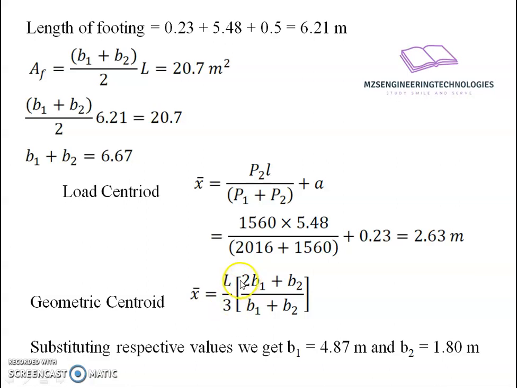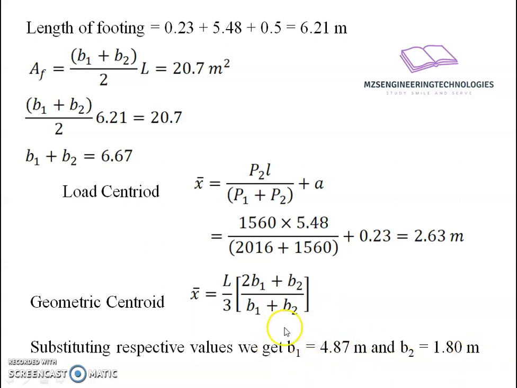Now the geometric centroid. We know the formula for the geometric centroid of the footing, that is x bar is equal to L by 3 into bracket 2 times B1 plus B2 divided by B1 plus B2. Here B1 is the width at the column which is at the edge, so I am referring the centroid with reference to the edge of the footing nearer to column 1. If we equate these two, load centroid equals geometric centroid, once again we get a relationship between widths B1 and B2, because B1 and B2 are the only unknown parameters. These two equations and two unknowns lead towards a solution. After substituting respective values, we get B1 equals 4.87 meter and B2 equals 1.80 meter.